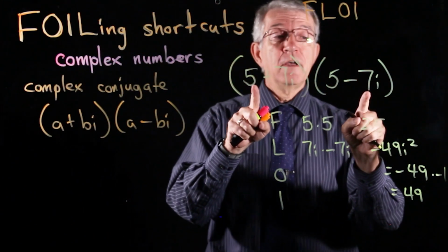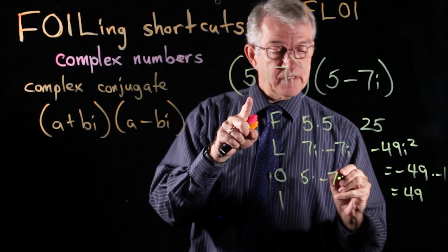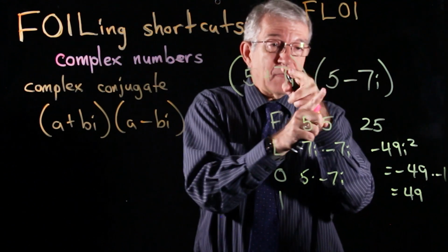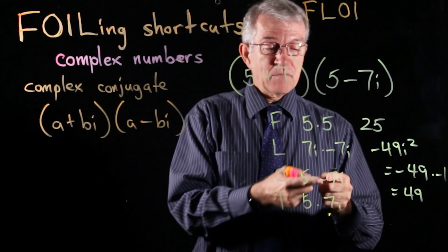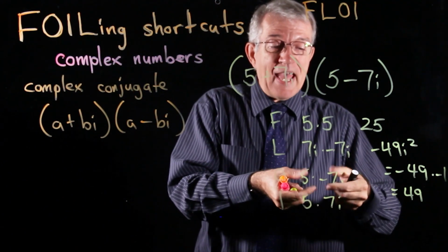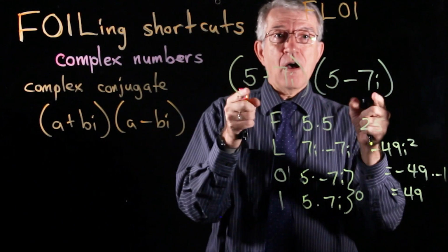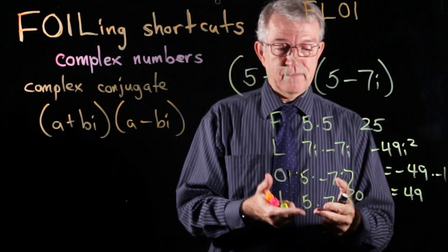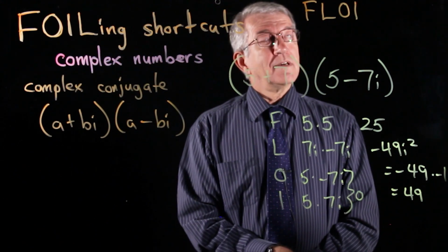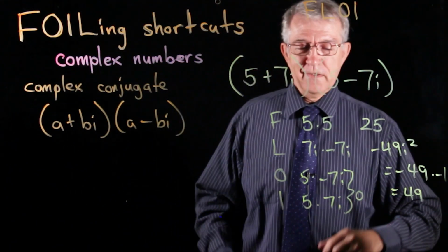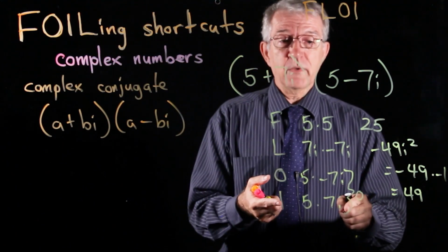Here comes the outer. 5 times negative 7i. Here comes the inner, and I'm going to change the order just so it's really obvious. This is 5 times 7i. Well, there's a minus and there's a plus. I have to add these to combine them. The outer and inner always combine to make 0. So you don't even have to do it if you want, just for the fun of it. 5 times 7, 35. It makes you feel good to do math sometimes. If you're that person, you can do them, but you don't have to because they always go away.